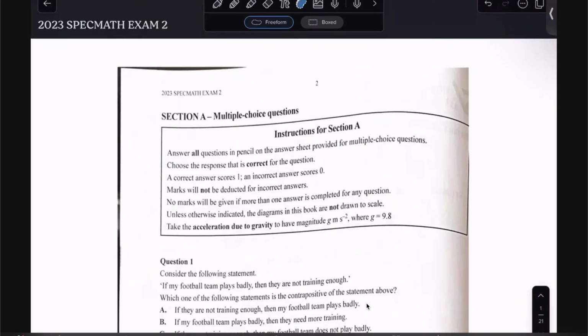2023 Special Exam 2. I've heard that it's not too bad, but I did hear that the last question has a mistake, so it'll be interesting to see how bad that mistake is.